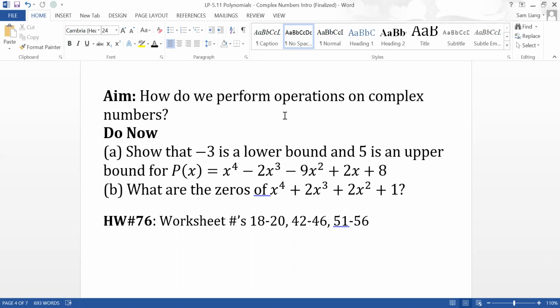Okay, so for you to do now, it's to show that -3 is a lower bound and 5 is an upper bound for this polynomial. And for part B, what are the zeros of this polynomial? This is a review problem from one of last week's topics, upper and lower bounds. And then for part B, we'll segue that into the topic for today, which again is complex numbers. If you want to try this on your own, please pause the video now and then we'll review.